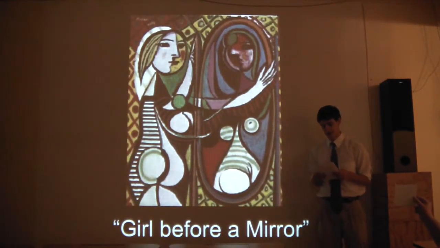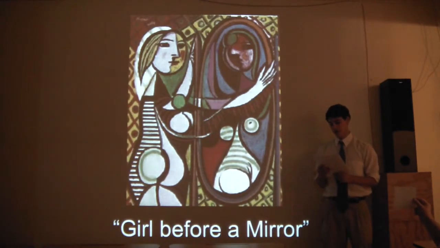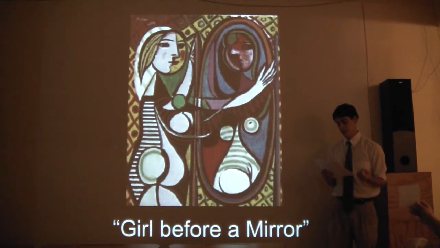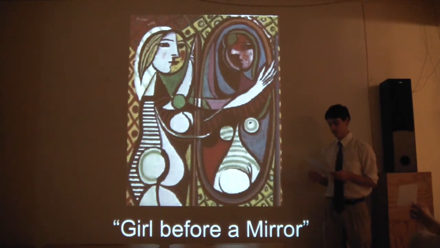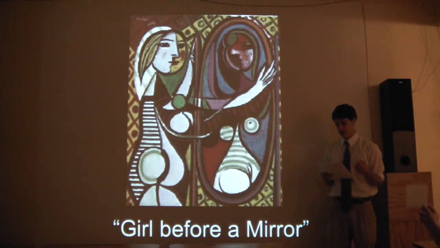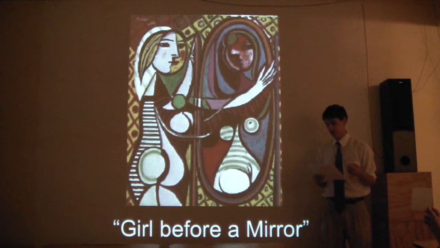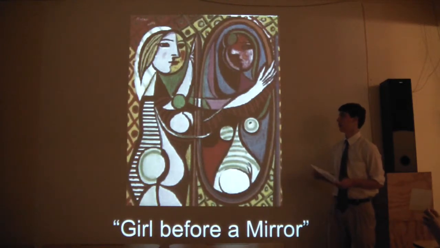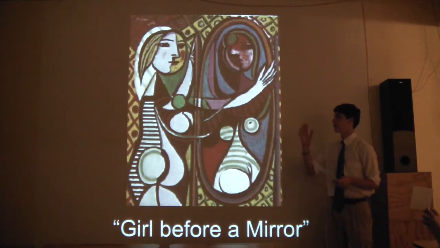Girl Before a Mirror, 1932. As you noticed in the previous slide, there is the same usage of dual perspective, except here you see more elaborate patterns and a more flattened picture plane. Compared to the last one, it doesn't pop out as much.